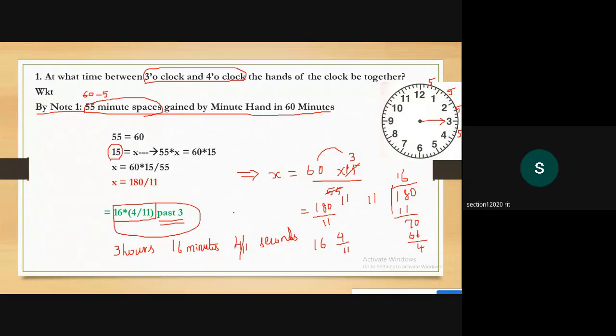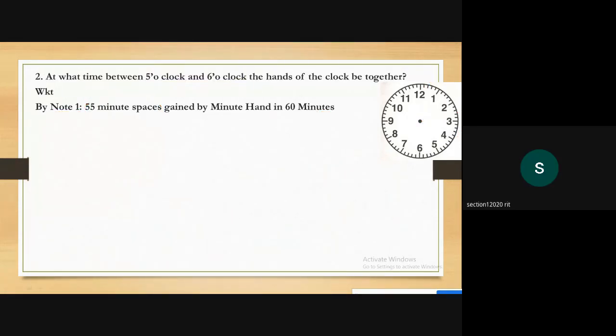Okay, so let us try to solve a few more problems. Next concept: you can try it and have your answer, and we can discuss at the end. At what time between 5 and 6 o'clock will the hands of the clock be together? Okay, the starting is 5, this 5 to 6. You should be very careful whenever you are taking in between: whatever is first, that is what you take as spaces. Obviously, with the help of note number 1, I can directly write 55 is equal to 60, as per my note.